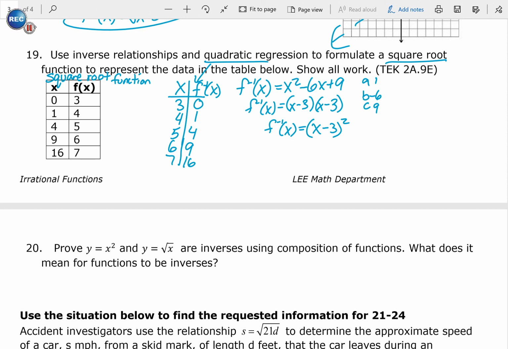So the first step here is we're going to go ahead and switch x and y. We're going to take the inverse algebraically. Next step, square root both sides. And then we're going to add 3. So now we're going to be left with y equals the square root of x plus 3. And there's your answer.